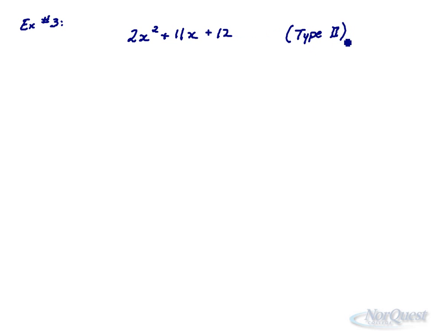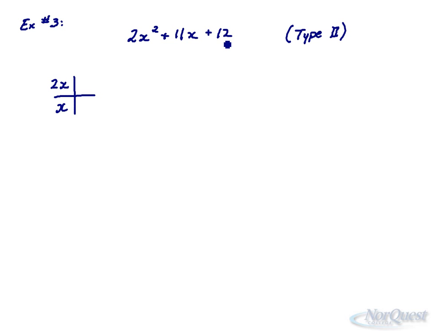And the way that you're going to do these is you're going to set up a factor chart. What you do with the factor chart is you look for two factors of the first. Well, 2x squared can be written as 2x and x. That's the only two factors of 2x squared. 12 can be written as 6 times 2, 4 times 3. So there are many different factors. So this little chart is kind of a guess and check strategy for you.